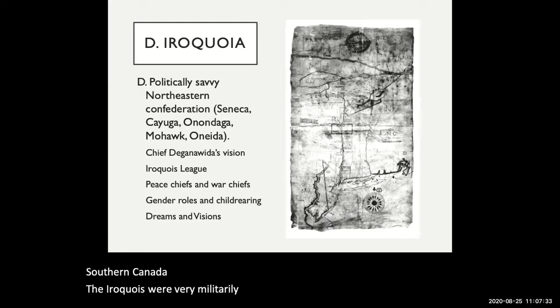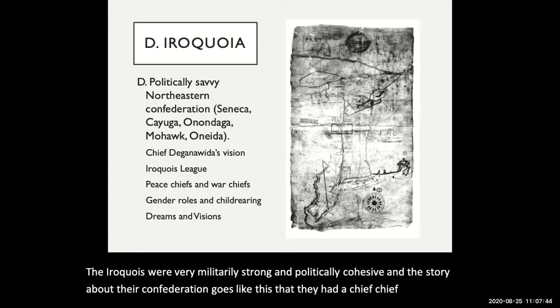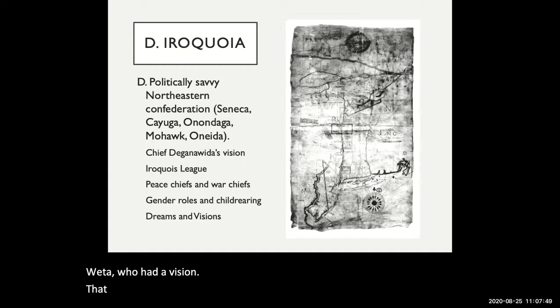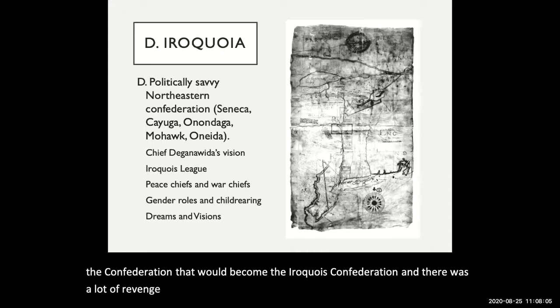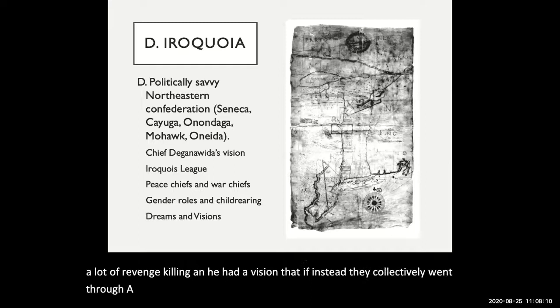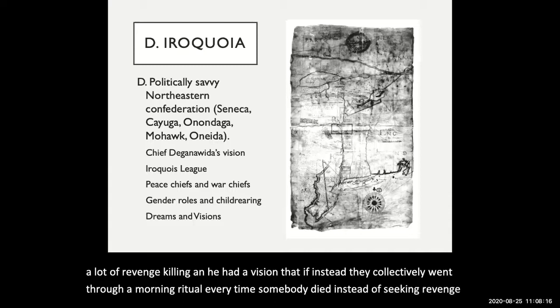And the story about their confederation goes like this, that they had a chief, Chief Daganoweda, who had a vision that there was a lot of infighting among the five tribes that made up the confederation that would become the Iroquois Confederation. And there was a lot of revenge killing. And he had a vision that if instead they collectively went through a mourning ritual every time somebody died, instead of seeking revenge killings, that they would prosper.